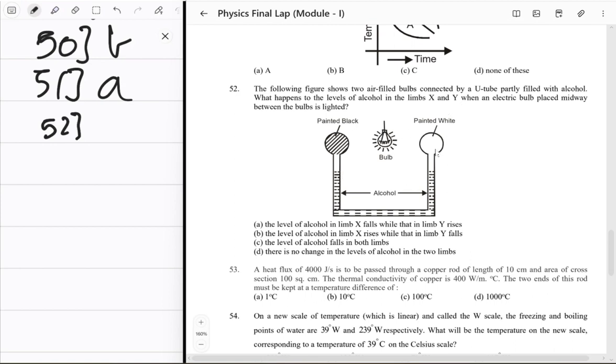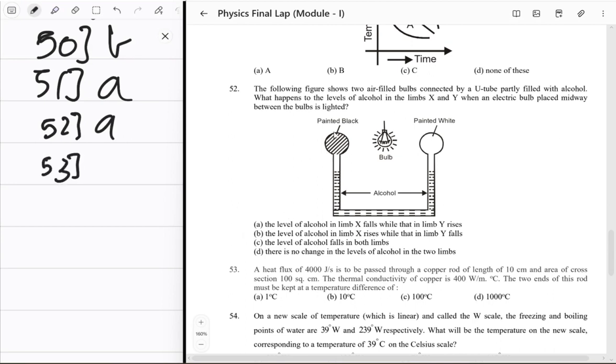ये X है कि ये X है? हाउ डू यू इवन नो कौन सा X? तुमने ना लेबल किया ना बताया कौन सा. सीरियसली, ठीक है, आई एम अज्यूमिंग दिस इज X बिकॉज वो पहले है, जो भी है. Falls while in Y rise. Yeah, there's no change of level of particles. Now it should be A, I think. Next question.